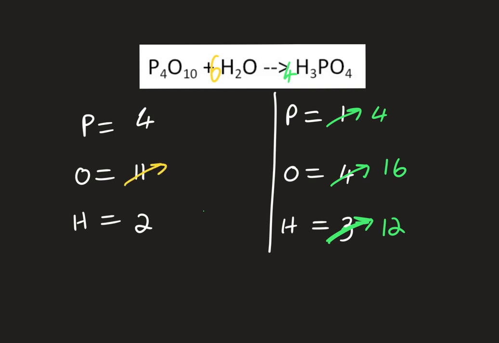That will mean now I have 10 plus 6, which is 16 oxygen atoms. And now I have 12 hydrogen atoms. And so as you can see now, it is balanced. And if you're going through that worksheet, the one way to check that all your answers are correct is to see if you have these numbers equal on both sides.